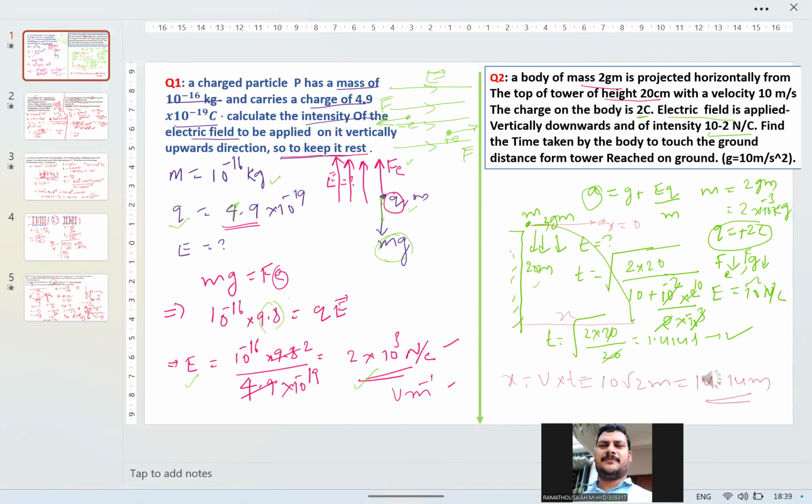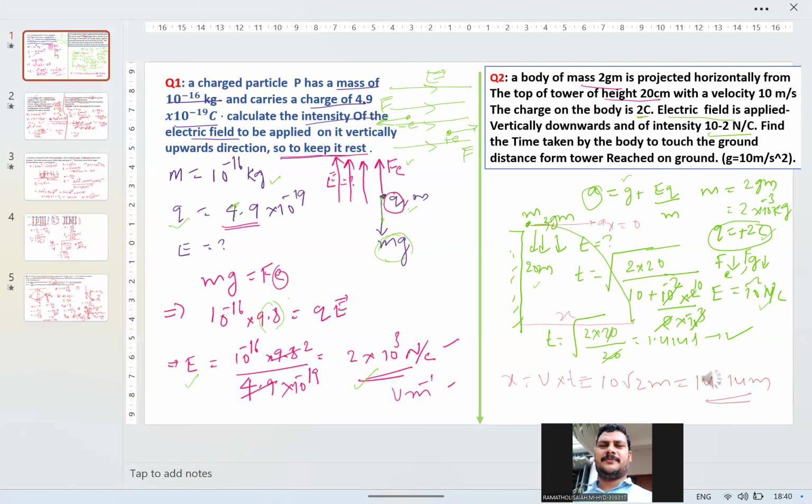Here it is not mentioned in the question whether it is an electron or a proton, so we have to take the positive direction only. So I will take positive 2 coulombs. Then the electric force and gravitational force will both act in the downward direction. The electric field given here is 10 to the power minus 2 newton per coulomb. So find the net acceleration in the downward direction, that is equal to g plus EQ by m.